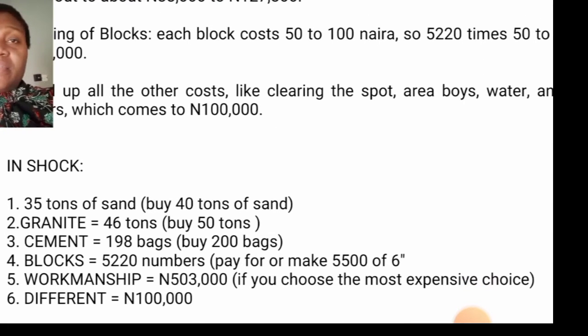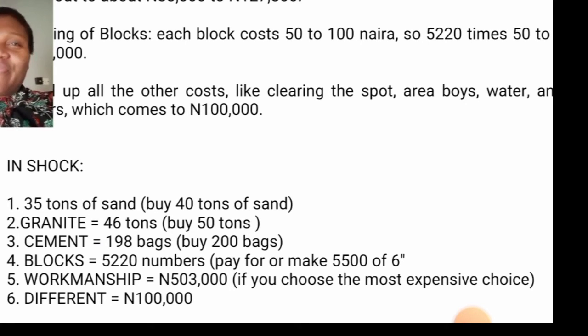So to calculate, remember that from our calculation, we got 35 tons of sand. When you multiply by how much sand is being sold in your area, you will get the amount. But it's advisable not to buy exactly 35 tons. You should go for 40 tons. Granite, we got 46 tons. You can as well buy 60 tons. Cement, we got 198. You can go for 200 bags.